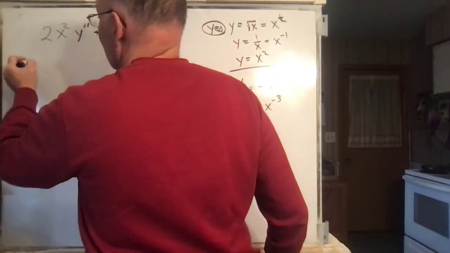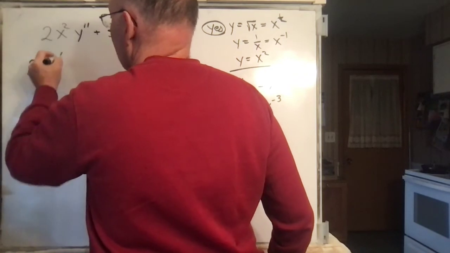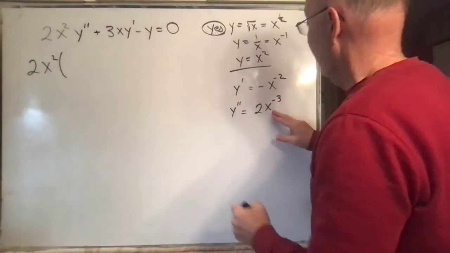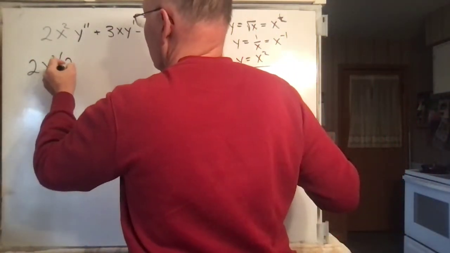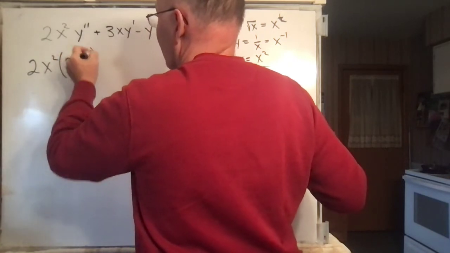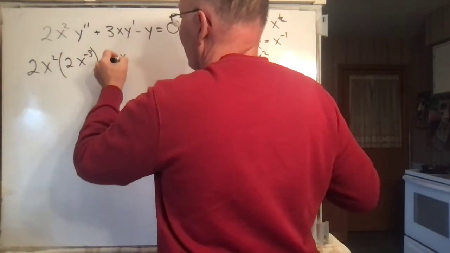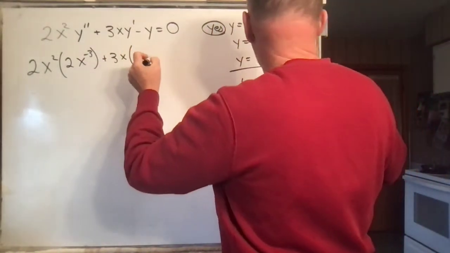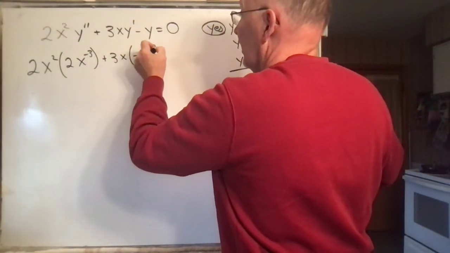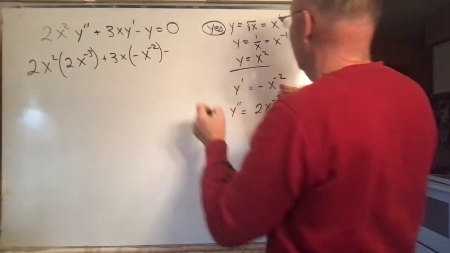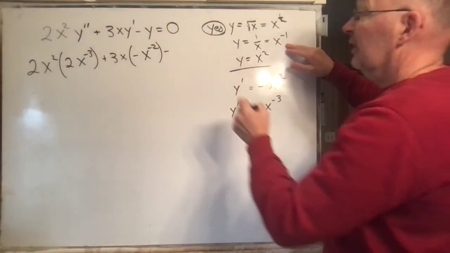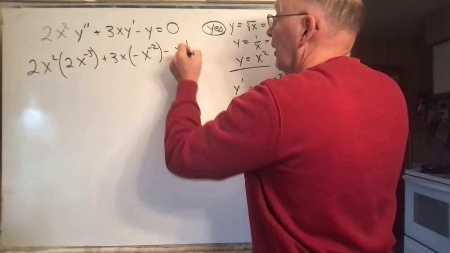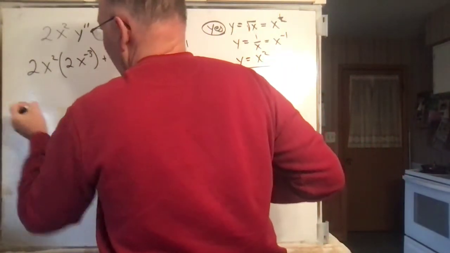So let's check to see what happens. So here you get 2x squared times the second derivative, which is 2 times x to the negative third power, plus 3x times the first derivative, which is minus x to the minus 2 power, and then minus y, and y itself is x to the minus 1 power. And let's see what happens when we do that.